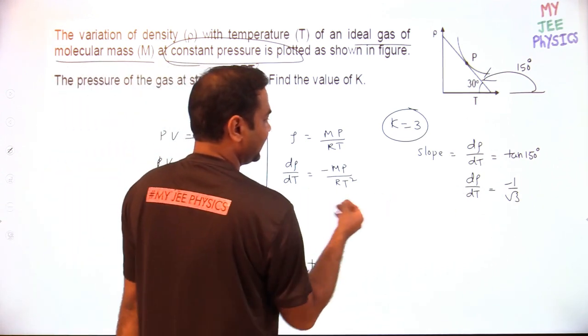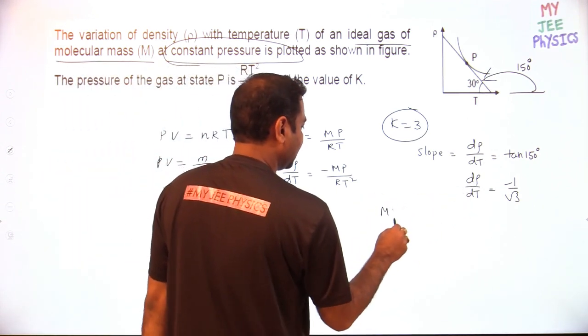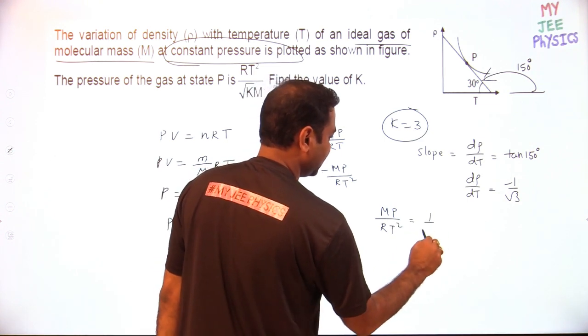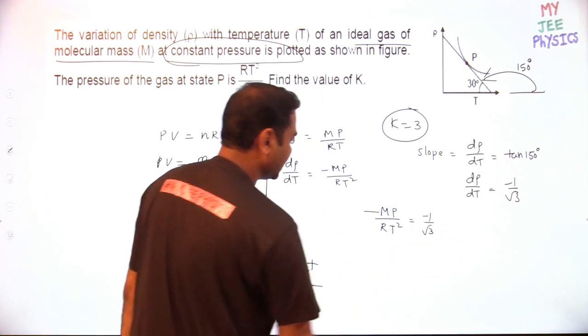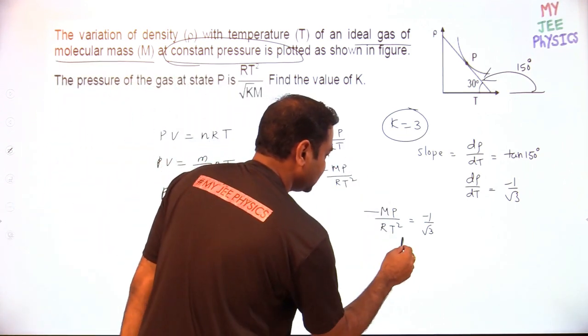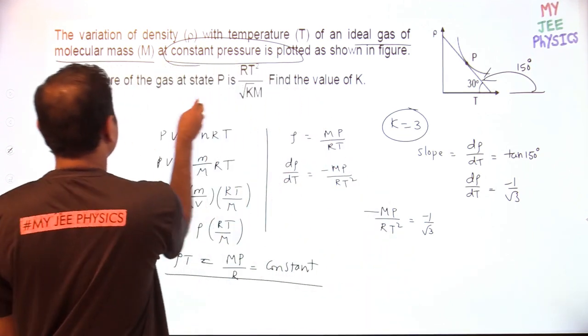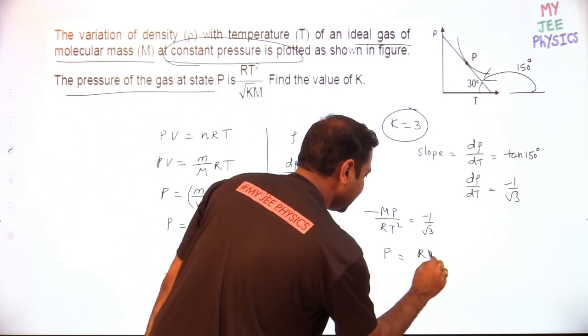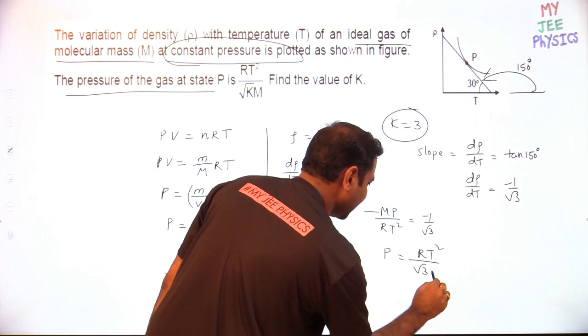So then I can equate these two. If I am equating, MP by R T square is equal to 1 by root 3. Actually the minus is also there, you can keep the minus. I am equating both the slopes. So then what is the value we have to find out? We have to find out the pressure of the gas, right? So the pressure of the gas is equal to RT square by root 3 M.